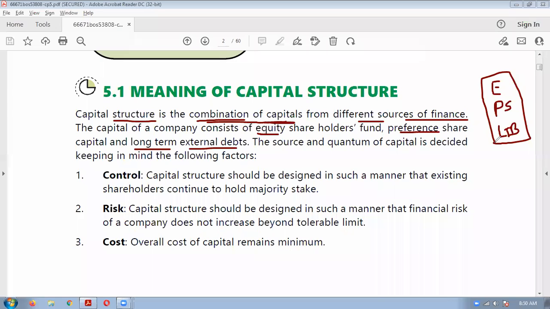But for a company form of organization, capital structure will mainly consist of equity shares, preference shares, and long-term borrowings, external debts. So write and keep, note it down. Capital structure is nothing but a combination of capitals from different sources.